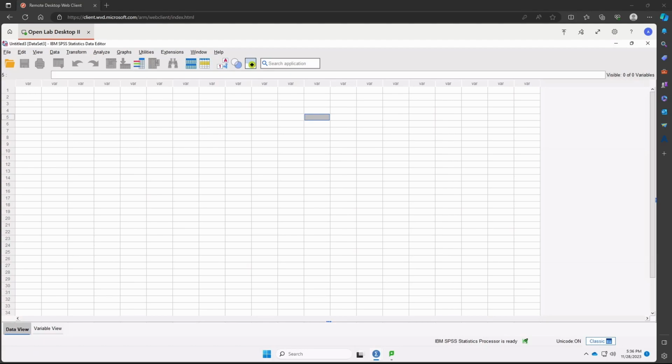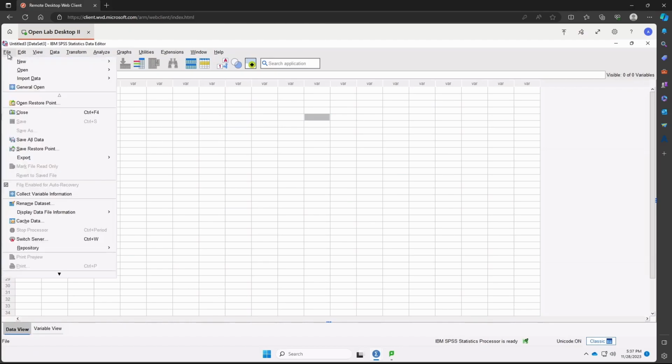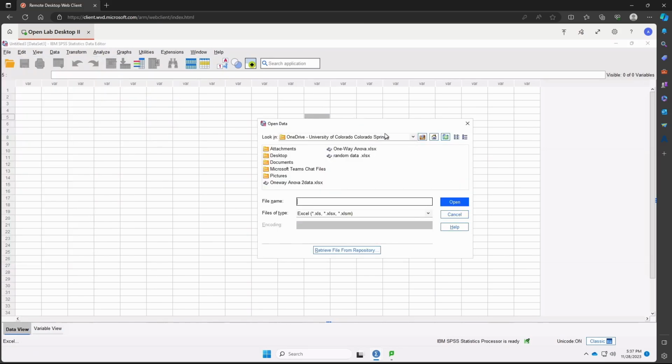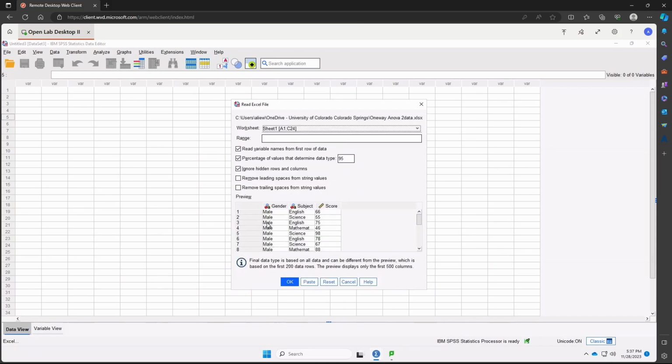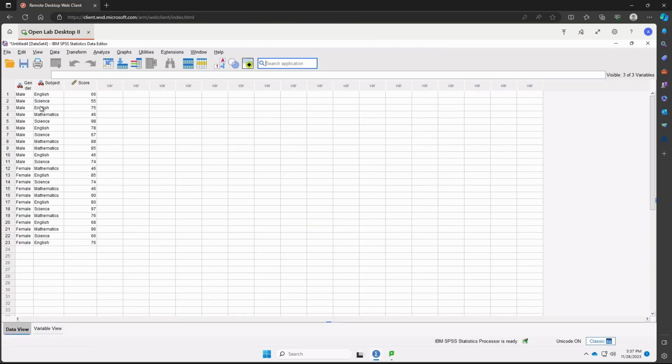So right now, I'm going to demonstrate how to conduct a one-way ANOVA using SPSS. So this is our file. This is SPSS. If you want to conduct it, go to import data and click Excel. And this is where I store my data. Alright, so this is exactly how it looks in Excel. Say okay.